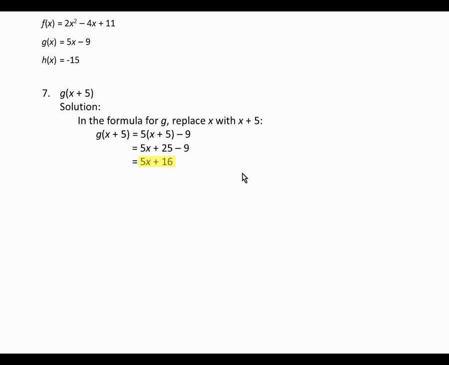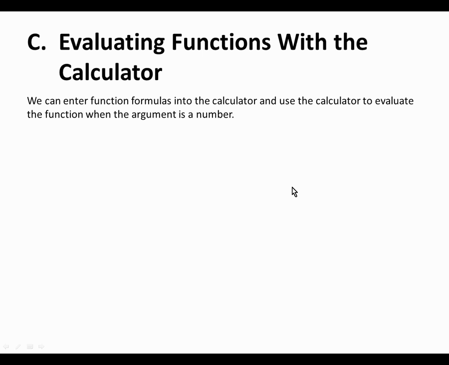It's the number crunching that can sometimes lead to careless errors, so we'd like to be able to hand this over to our calculator. So part C, evaluating functions with the calculator. So we can enter function formula into the calculator and use the calculator to evaluate the function when the argument is a number. This only works when the argument is a number. If you have a combination of letters and numbers for the argument, you got to do it by hand.